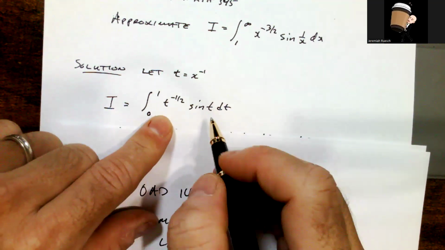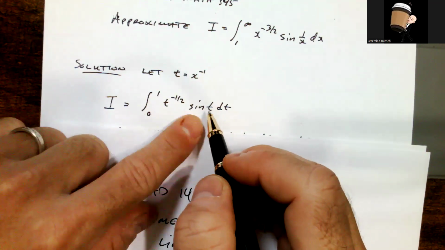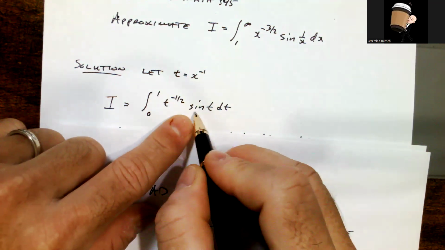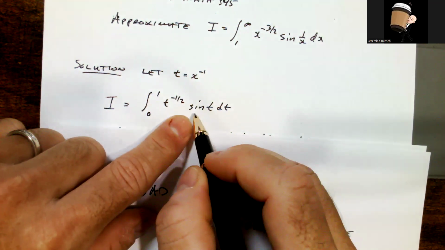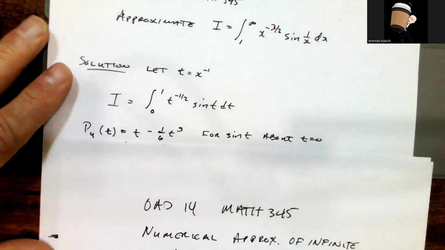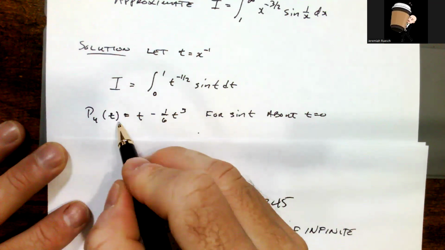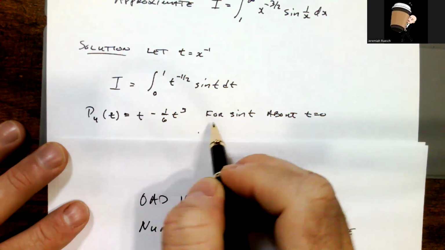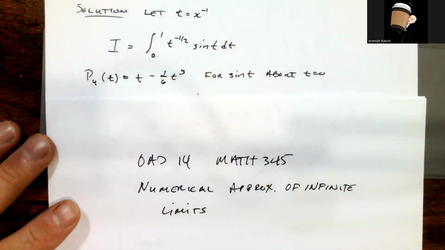And so just like we did before, we're going to plug in. So our left endpoint is where the integrand is unbounded. So we're going to plug in a Taylor polynomial P4, using the composite Simpson rule. So first we're going to generate that Taylor polynomial. For sine of t, we're going to expand about 0. And so our Taylor polynomial, p4 of t, is t minus 1/6 t cubed. And again, that's for sine of t about t equals 0.